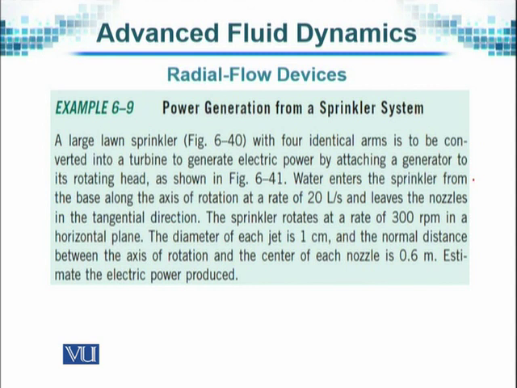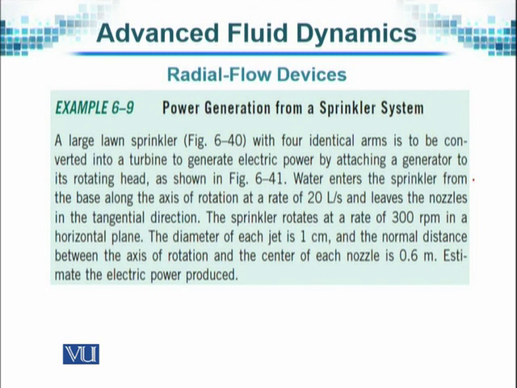So here is an example, and I leave it to you to calculate, but just as an exercise, it's a very similar exercise to what we just did a little while ago. A large sprinkler with 4 identical arms is to be converted into a turbine. As you can see, since it rotates when we start the motion, its rotational energy, as we know, can be converted from one form to another form. So kinetic energy can be converted to mechanical energy, can be converted to electrical energy, and so on.